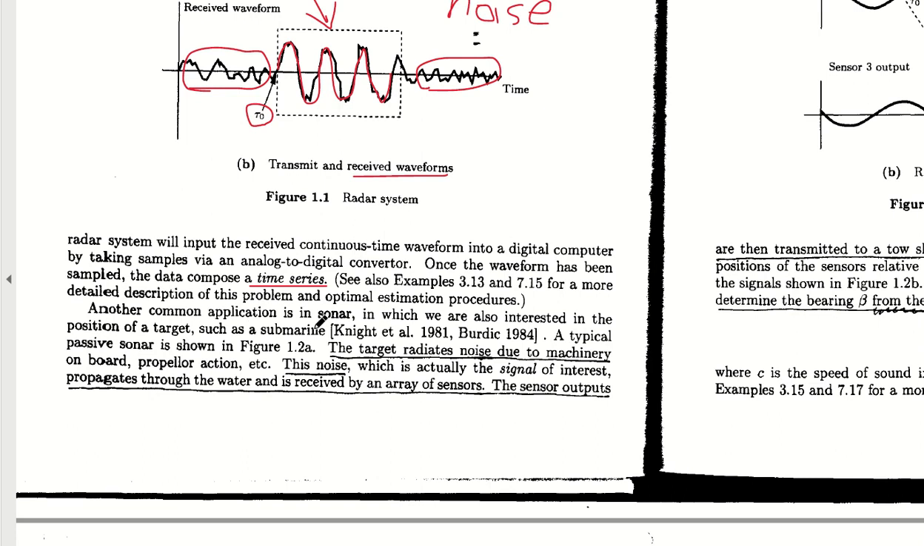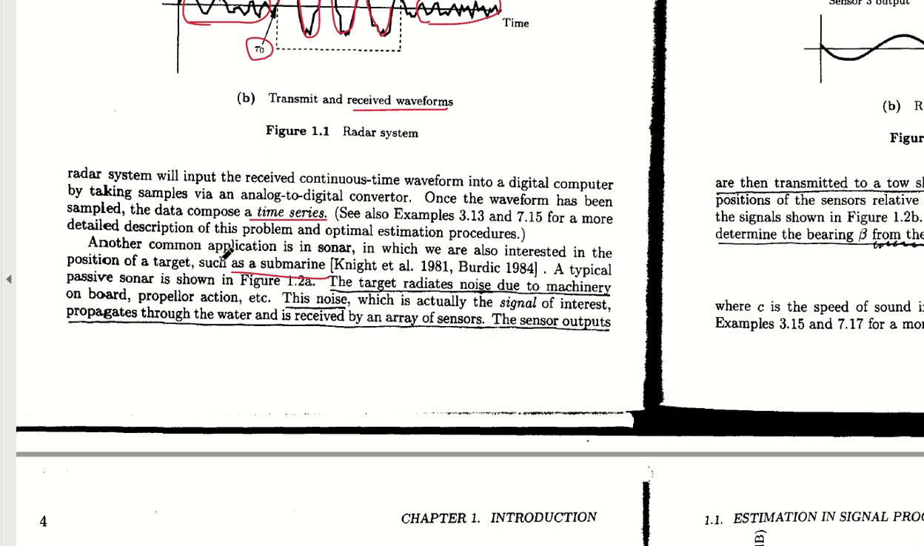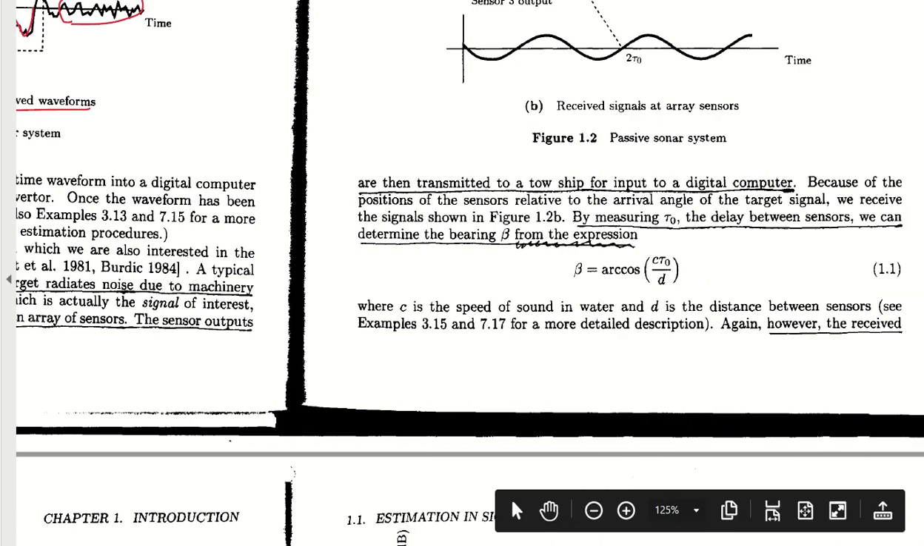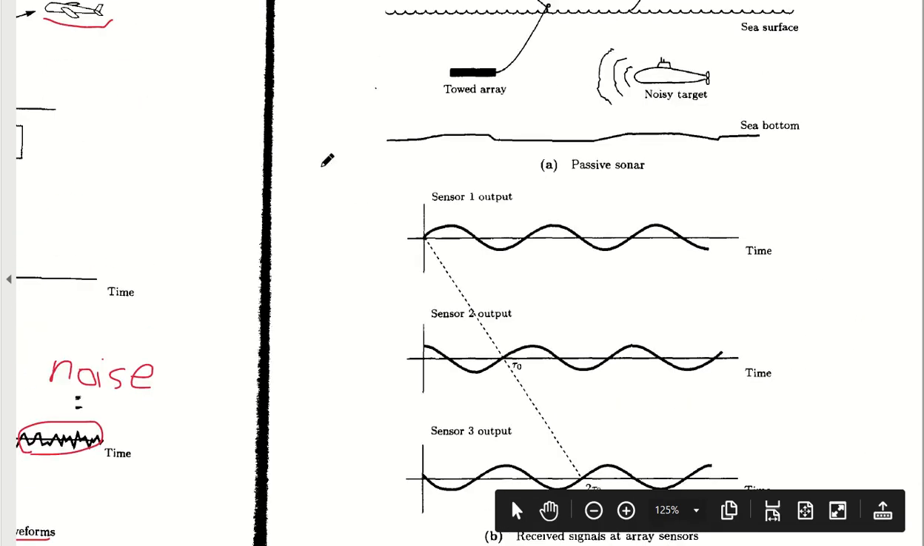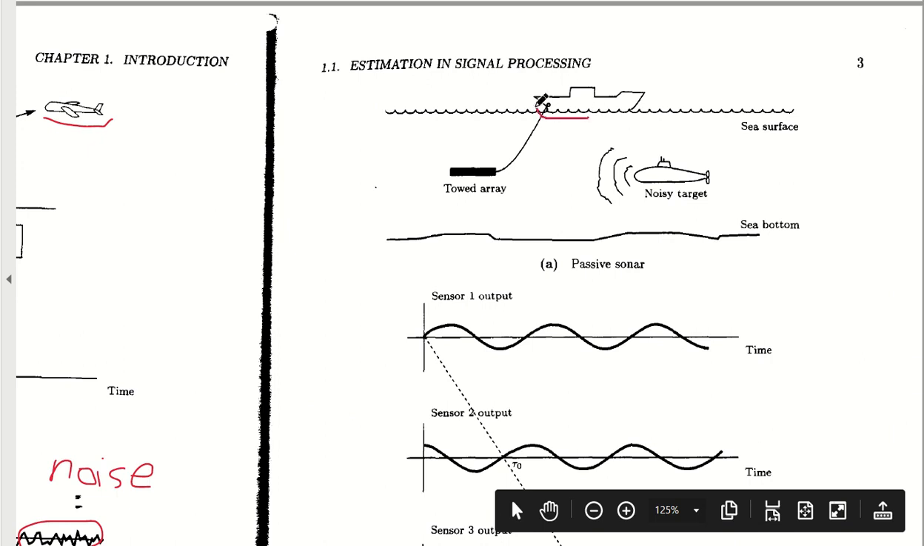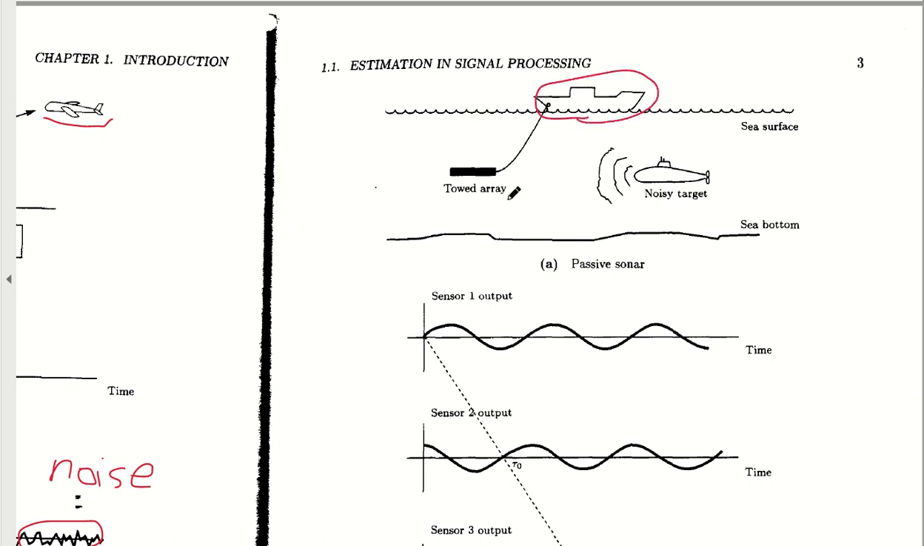Another common application is sonar, in which we are also interested in the position of the target, such as a submarine. As you can see, this is a very important application. A typical sonar is shown in the figure. You have a ship that is giving out a towed array. Array meaning that you have multiple elements inside the array.